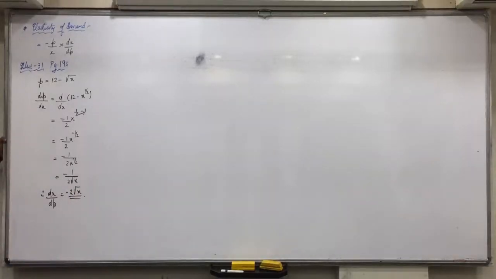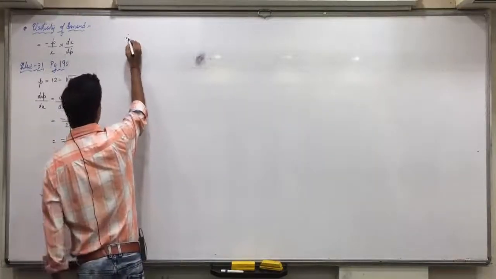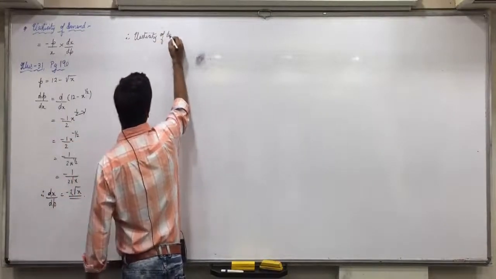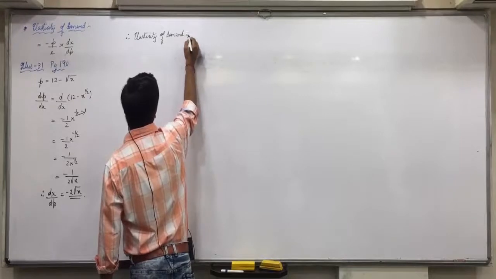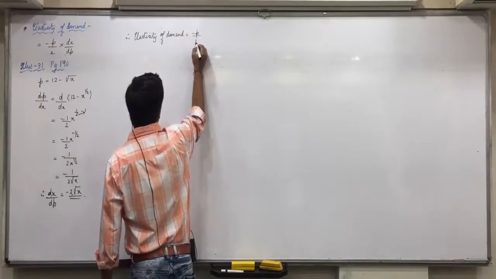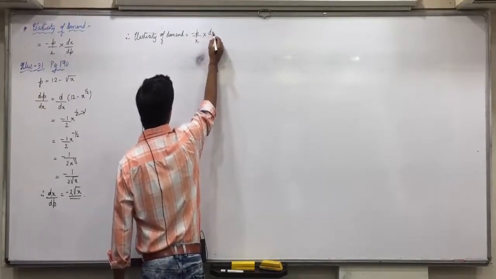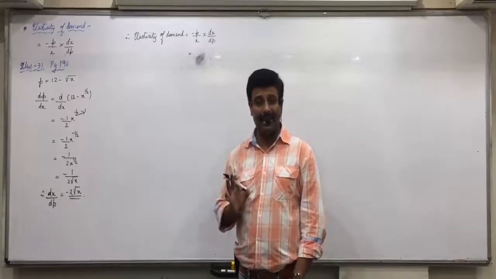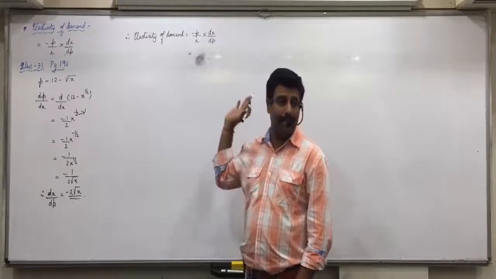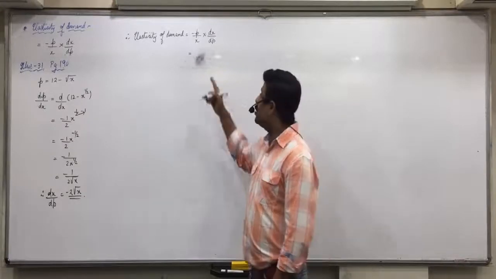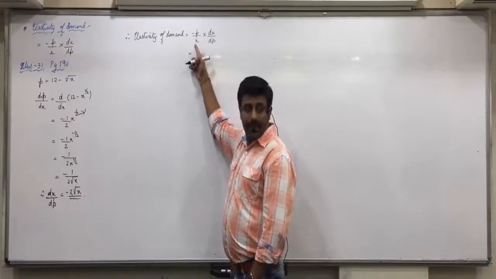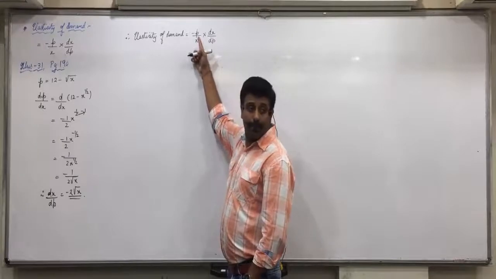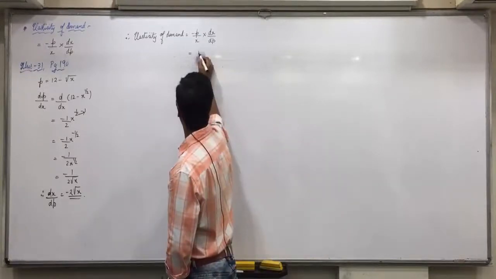Any confusion in this? Now we can apply the formula. Therefore, elasticity of demand is equal to minus p upon x into dx upon dp. Now, since finally x is given, everything on the right side must be in terms of x. So x will keep it as it is. We will put the value in terms of p. What will we put in p?